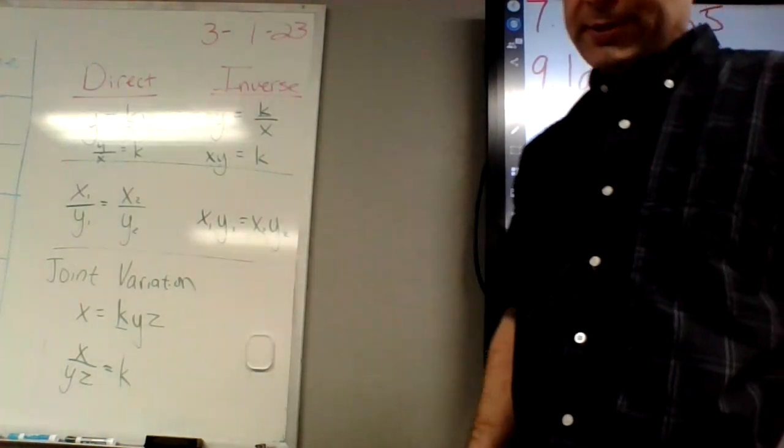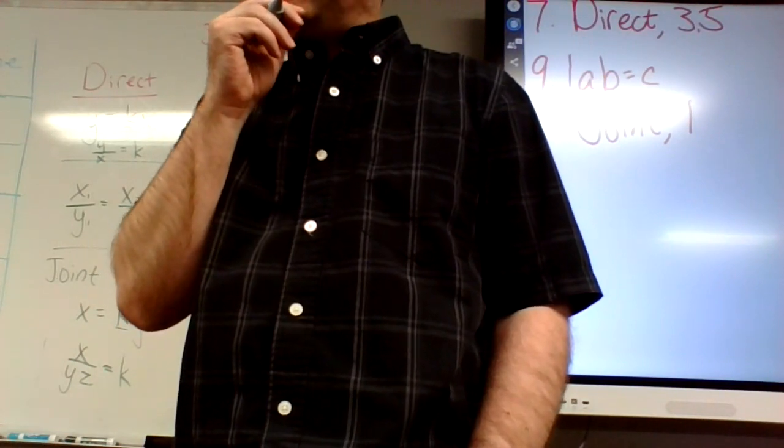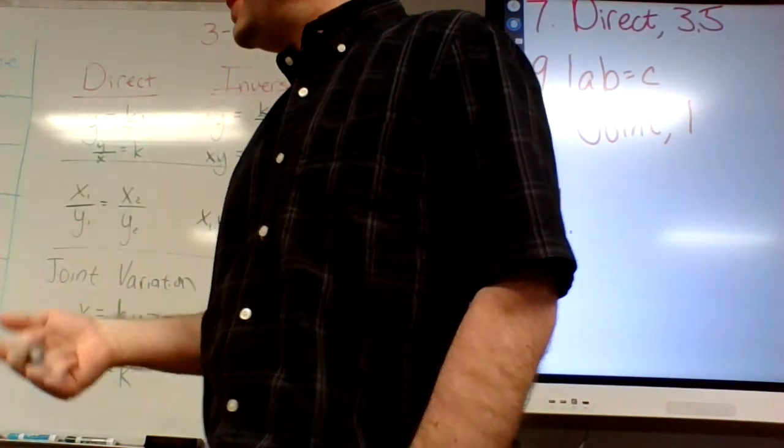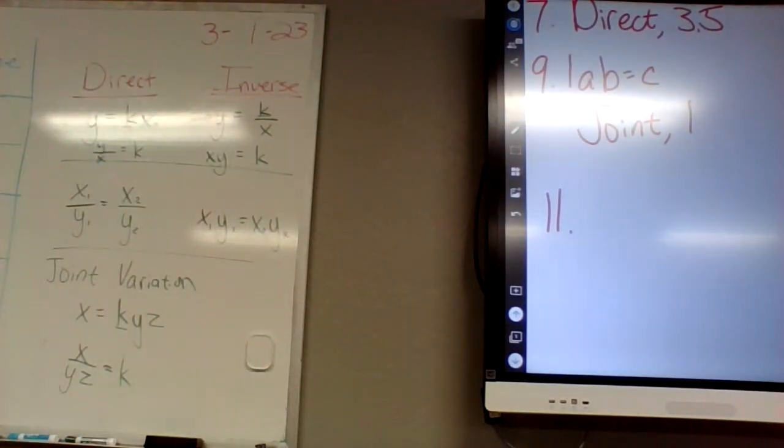That old trick. Number 11, write a function rule representing each variation. I'm trying to go a little bit fast because we need to kind of catch up with the other class.